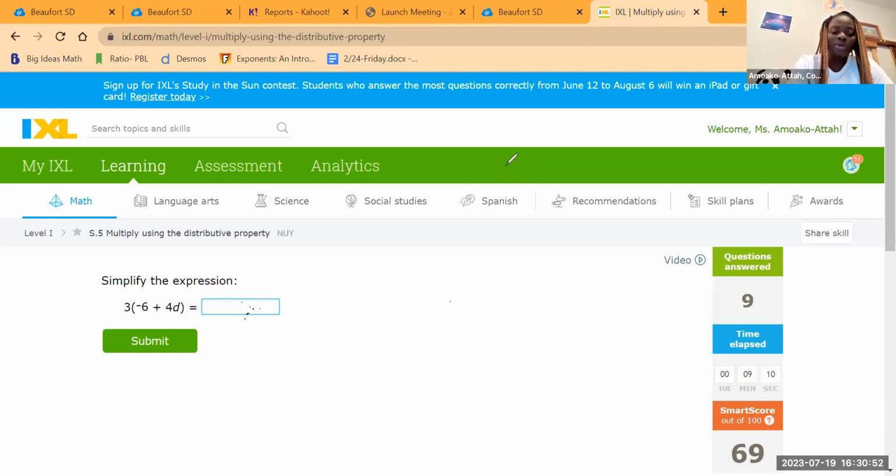Let's see this. We have 3 times negative 6 giving us negative 18, right? Negative 18 plus 12D, because 3 times 4 is 12, then your D will come. All right, let's go. We have 2 times 5, giving you what? 10. And 2 times negative 8 will give you negative 16. So negative 16C, there's a variable attached to the number.